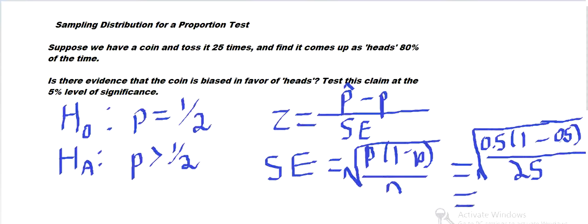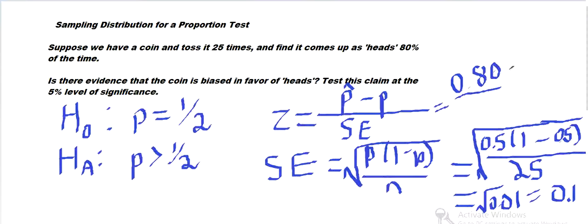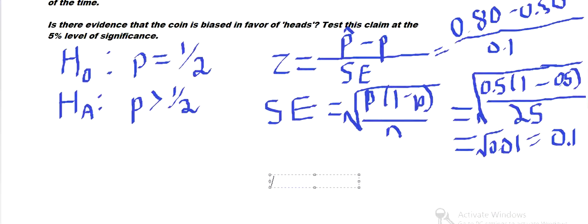I'm getting the square root of 0.01. That's 0.1. So we can plug that in. p hat here is 0.80 minus 0.50 over 0.1, and that gives, so we can write down below, z equals 0.3 over 0.1 equals 3, so z is 3 here.